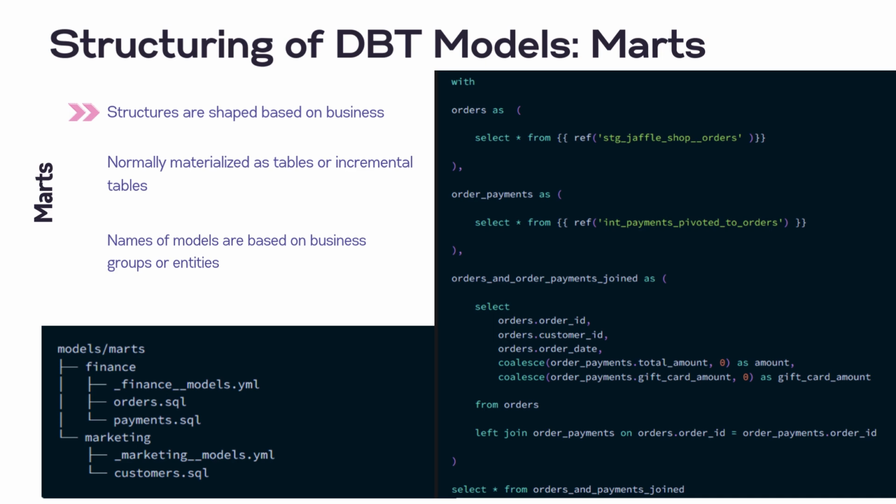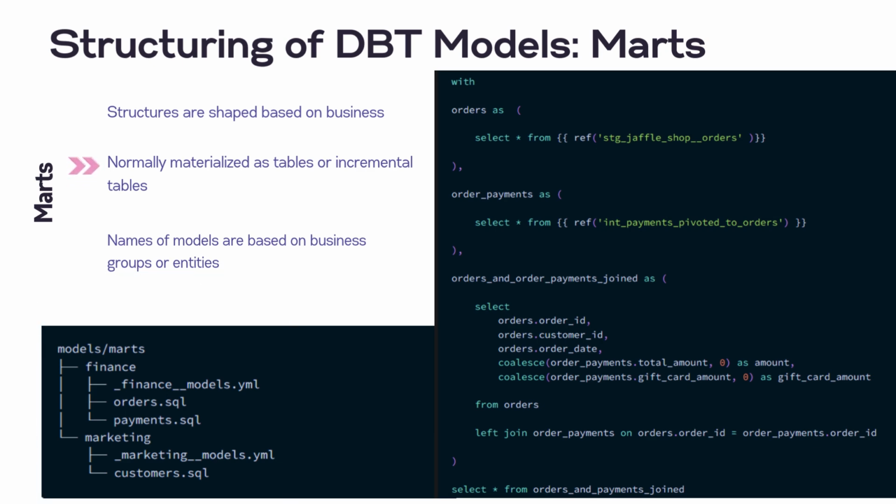Here's how we structure the Marts layer. The Marts layer is organized around business-specific domains like finance, marketing, sales, or operations. Each domain gets its own folder, and within each folder, you define models tailored to that specific business function.